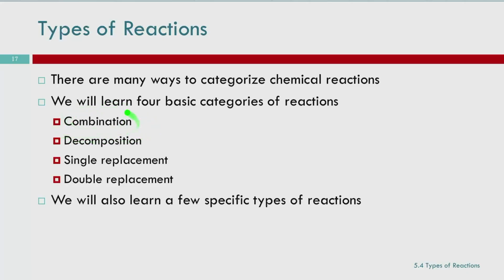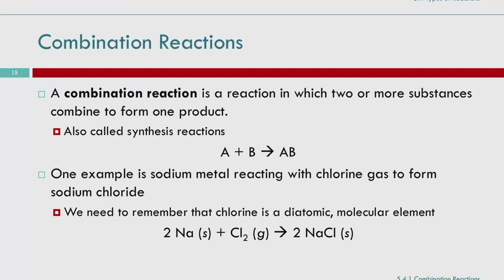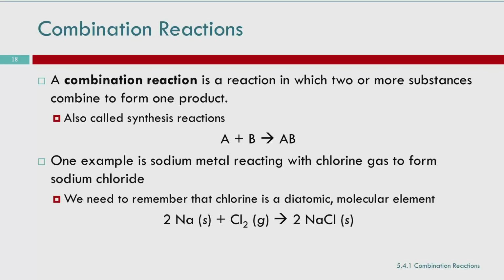Combination is also sometimes called synthesis. So combination or synthesis reactions are where we are just combining two or more substances and we form one product. So combine two or more reactants to form one product. Usually just represented with this A plus B goes to AB.